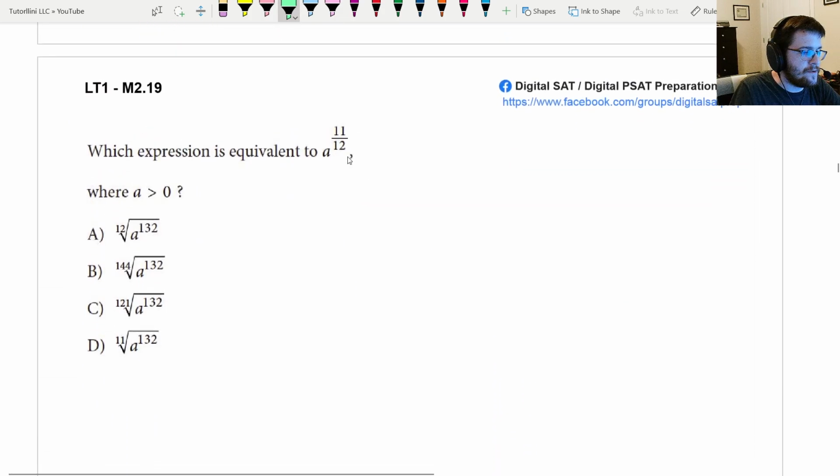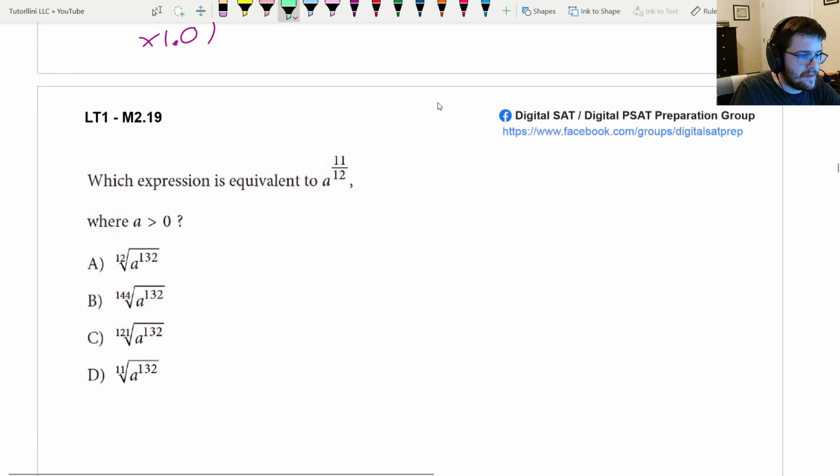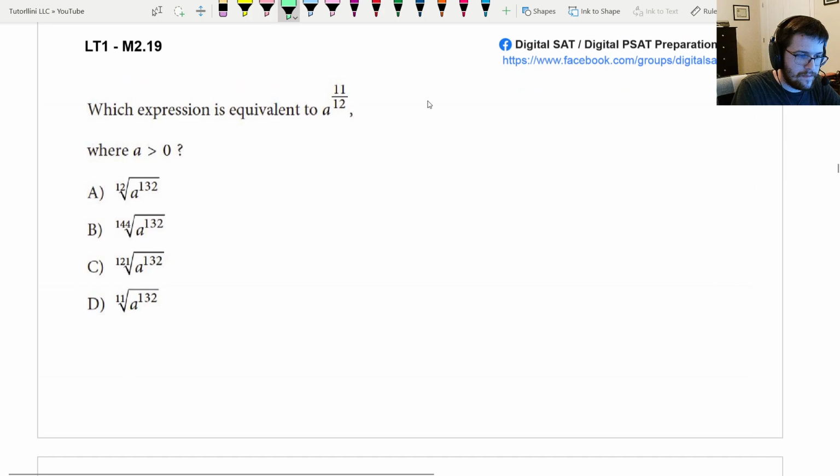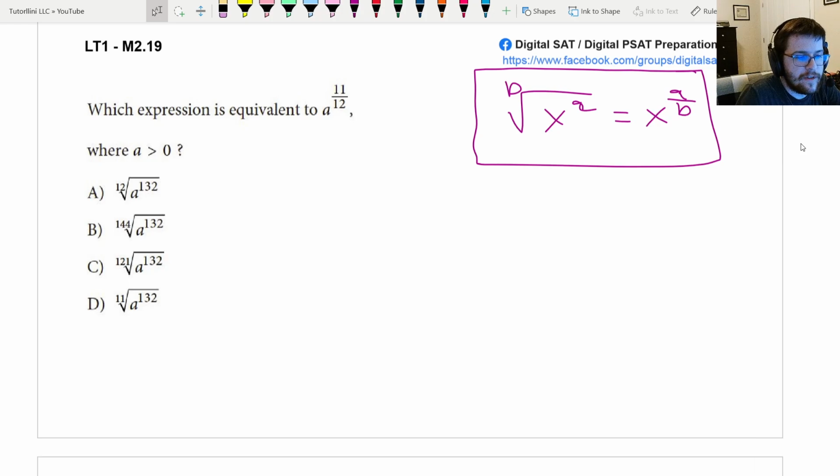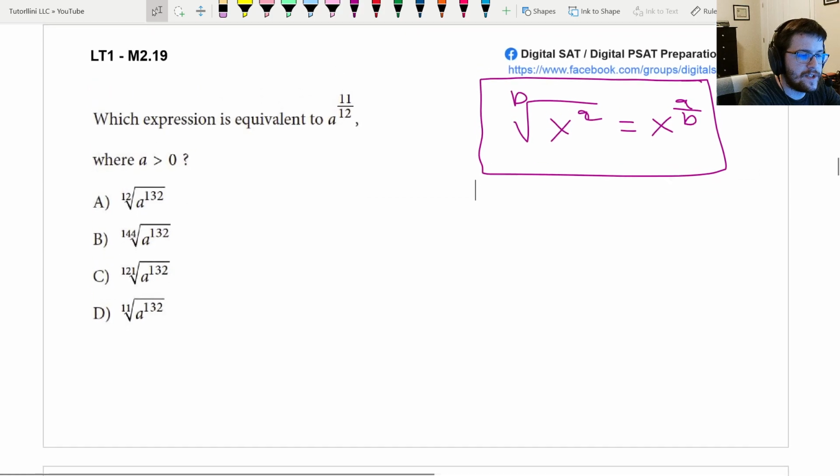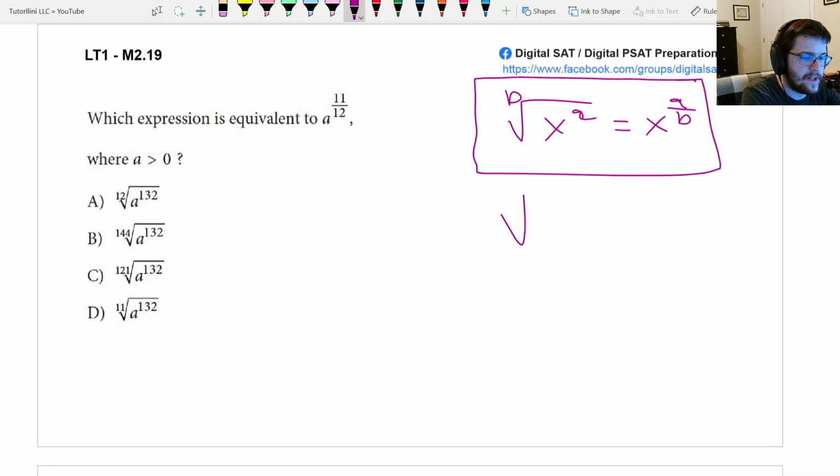A to the 11 over 2. Okay, I'm going to pull up, put some stuff on the board. Give me 1 sec. Okay, so this is like fractional exponents and roots. You have to know that the bth root of x to the a is equal to x to the a over b. So let's start by doing square root of x.